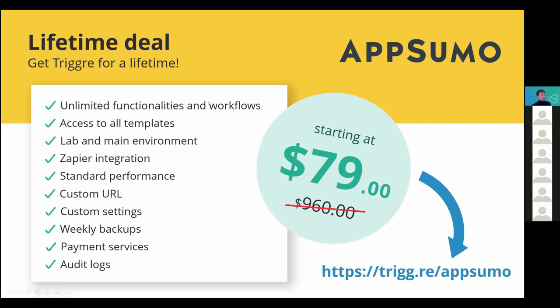So you get unlimited functionalities, workflows, access to all the templates, the lab in the main environment, Zapier integrations, our standard performance package, which is, like you've seen, really fast. You can use a custom URL for your package and custom settings, weekly backups, payment services, audit logs.